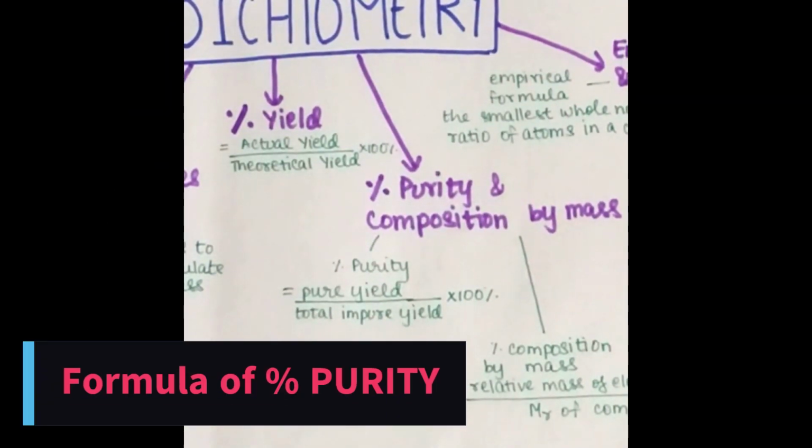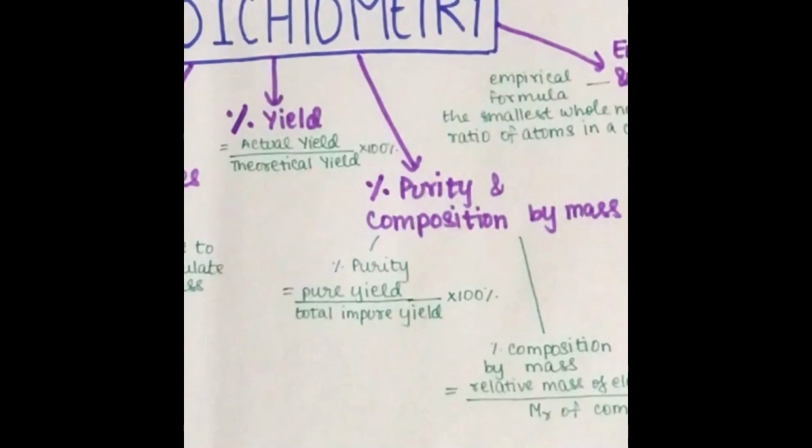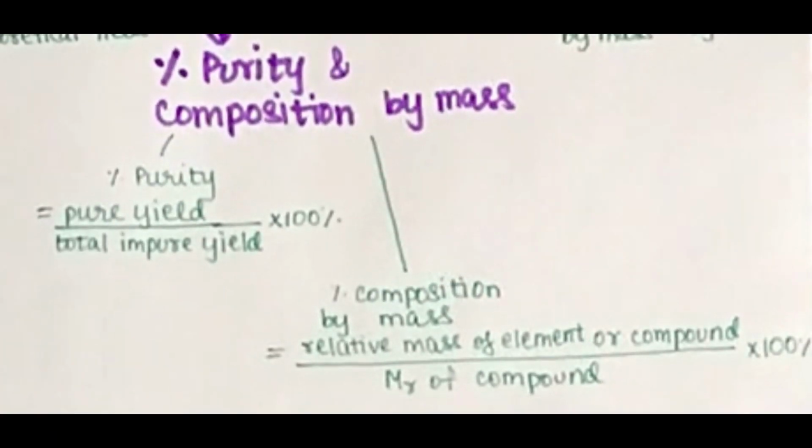Now if you want to calculate how pure your sample is, we use the formula. Percentage purity is equal to pure yield in grams divided by total impure yield, again in grams, multiplied by 100%. So it works the same way as percentage yield. We can find the percentage composition by mass of a compound using the formula. Percentage composition by mass equals the relative mass of the element or compound divided by the MR of the compound into 100%.